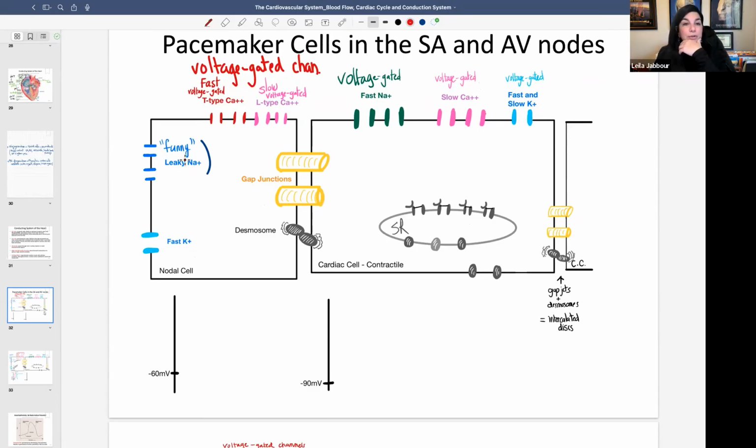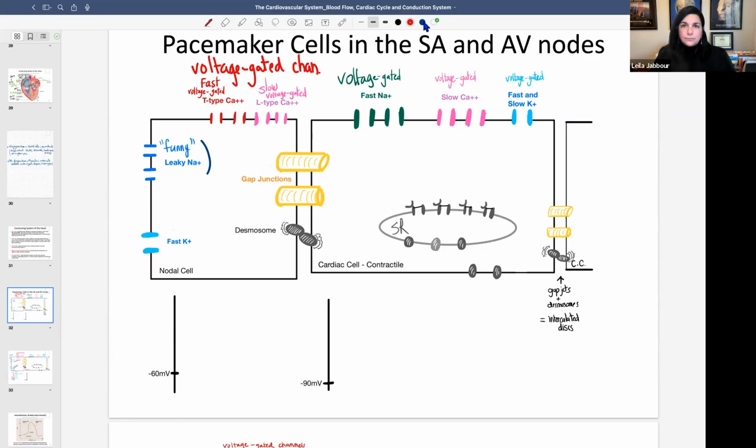So for the nodal cells, we're going to start the story with leaky sodium channels, and what they do to these voltage gated calcium channels, and how potassium channels will open up to repolarize the cell once the depolarization is complete. Okay, so let's do that.